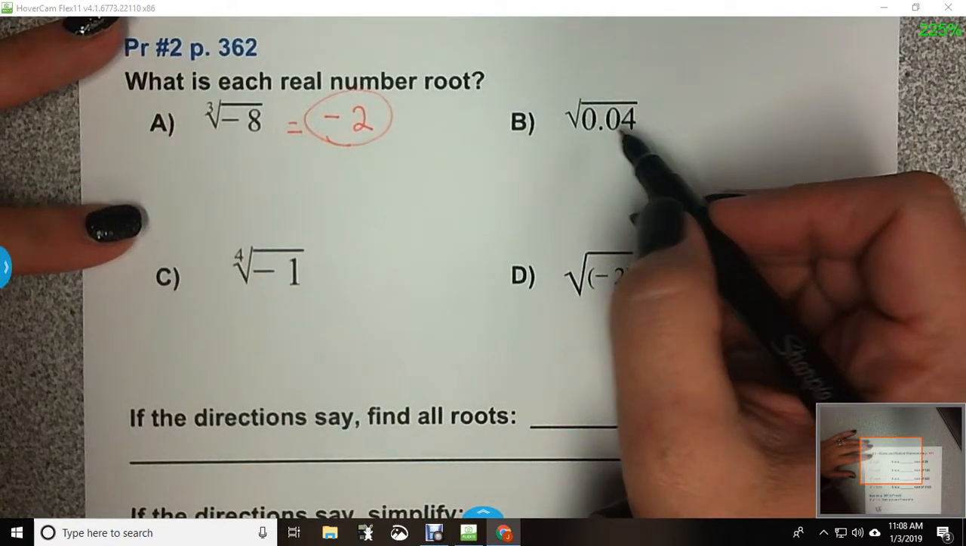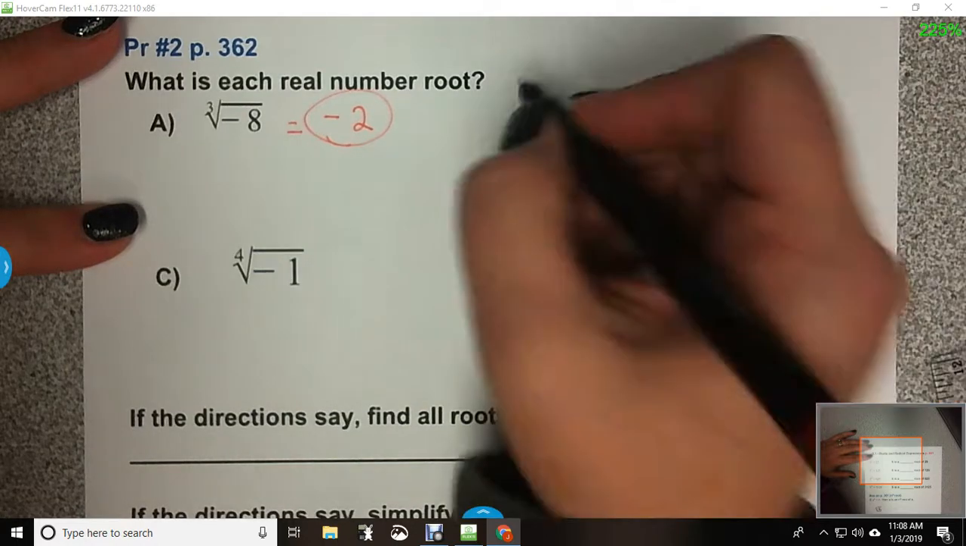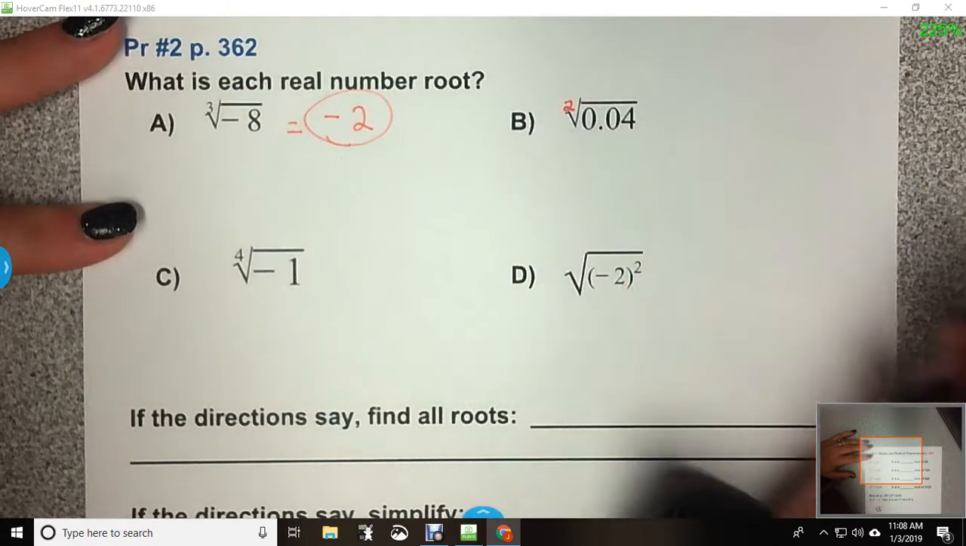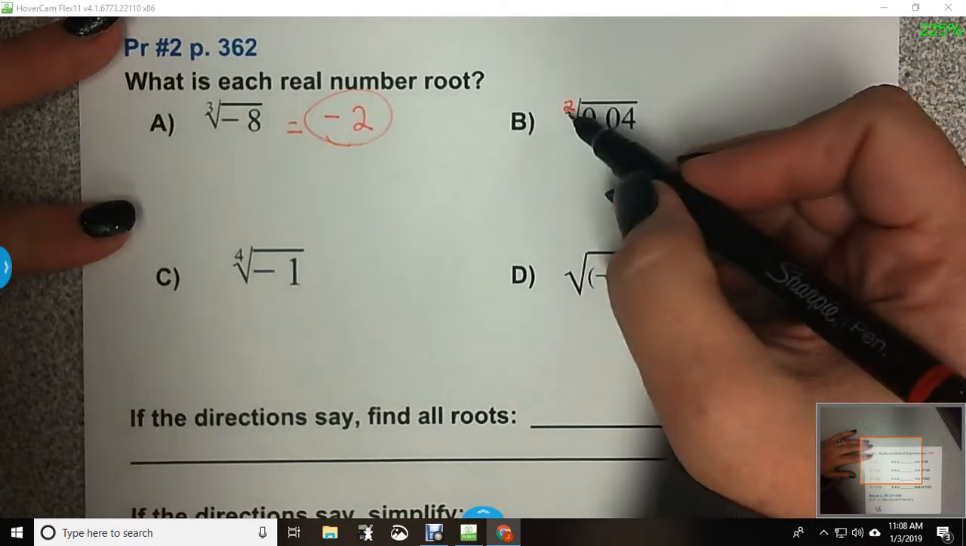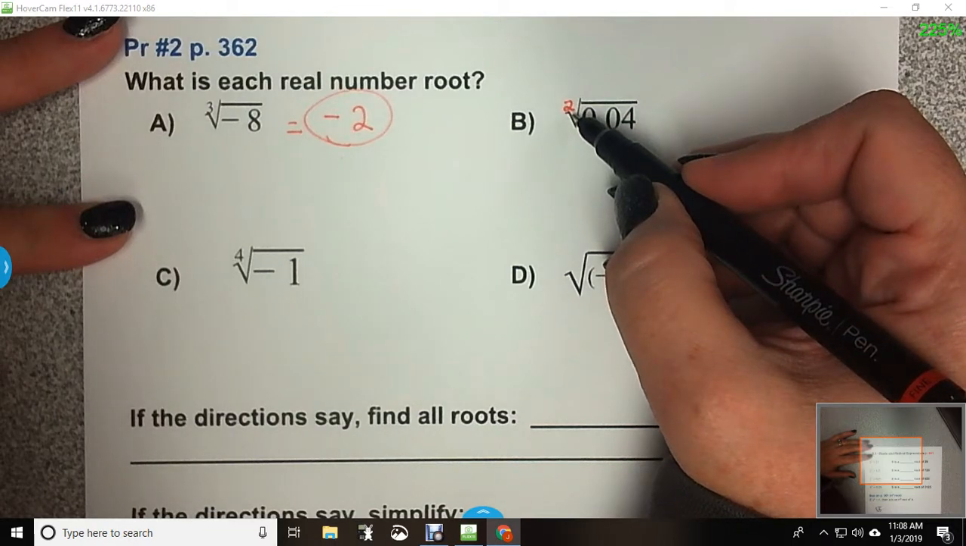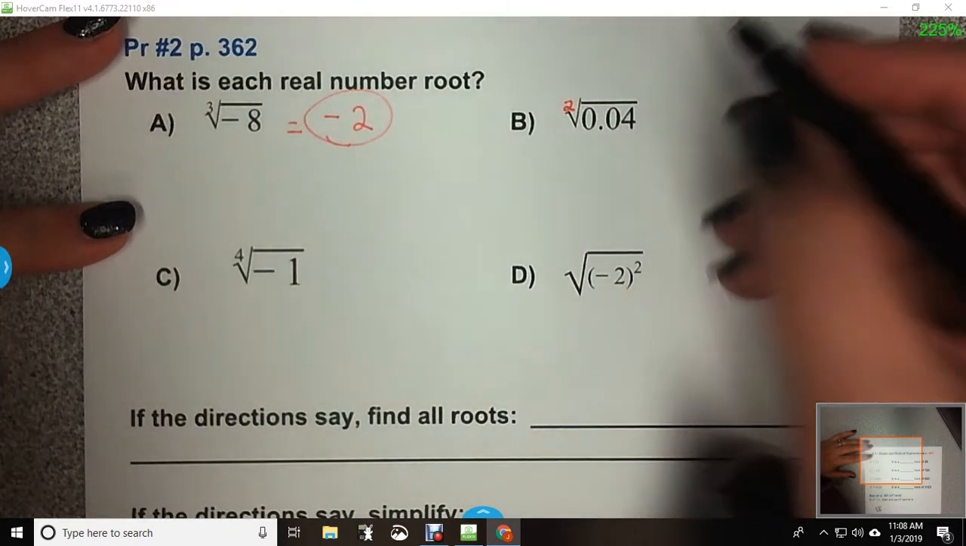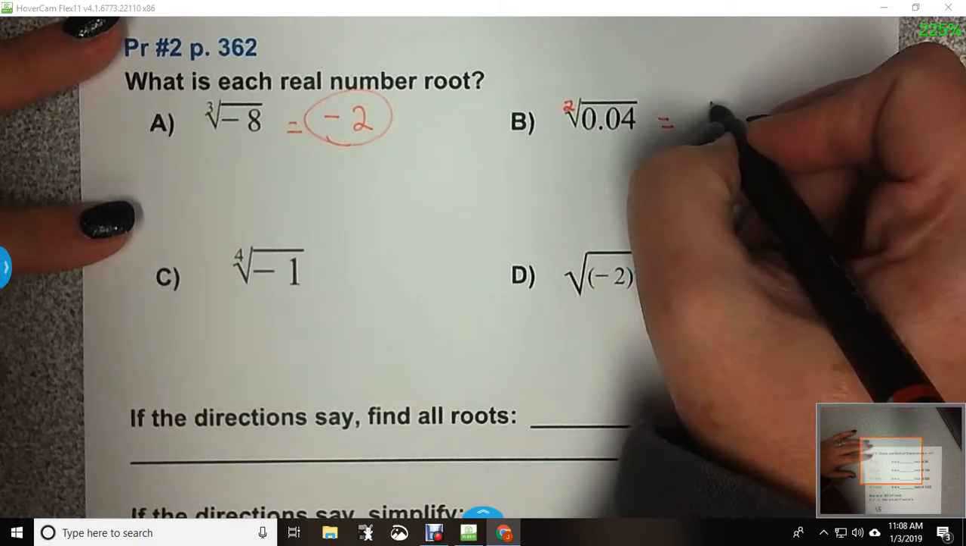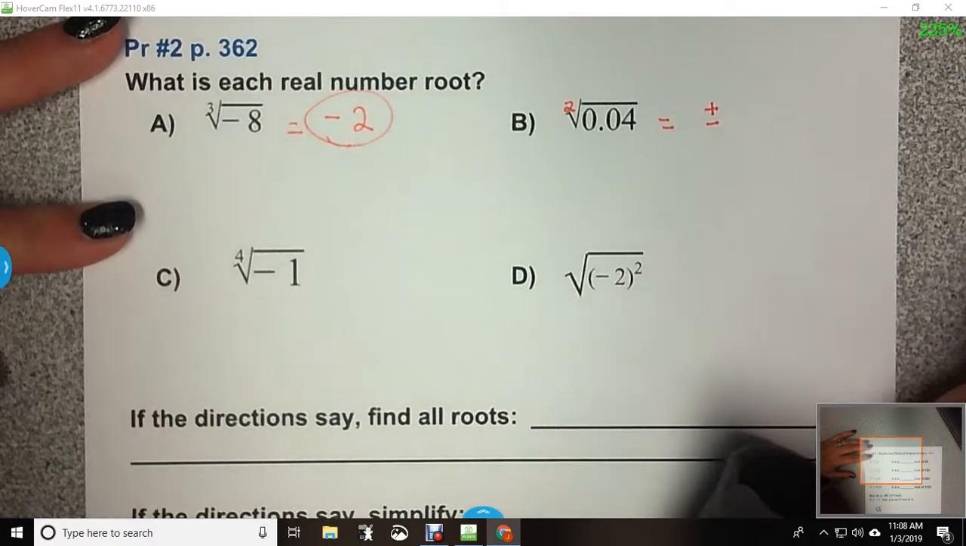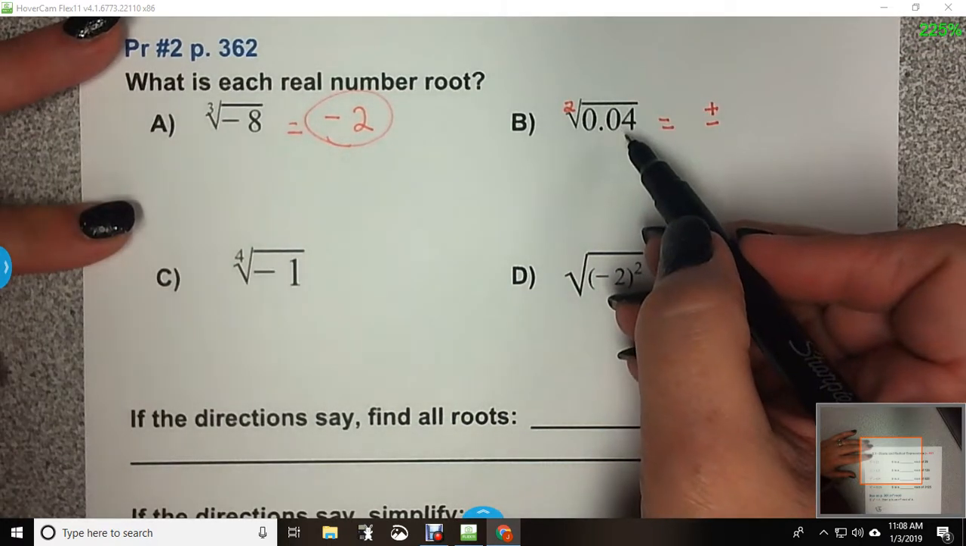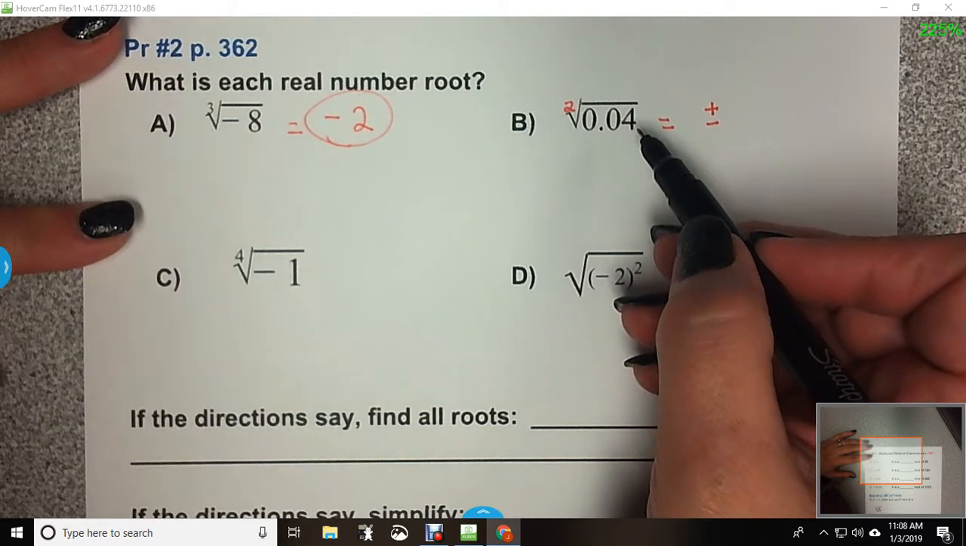For this one, there's not a number written here as an index, so it's understood to be a 2, a square root. This is even, and it's positive underneath, so I'm going to have 2 real roots. They're going to be plus or minus. And then I want to know what's the square root of 0.04.